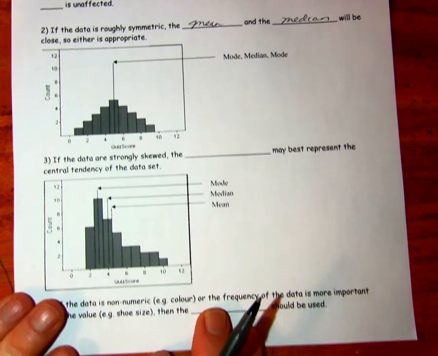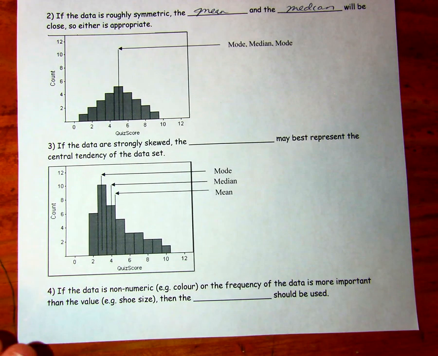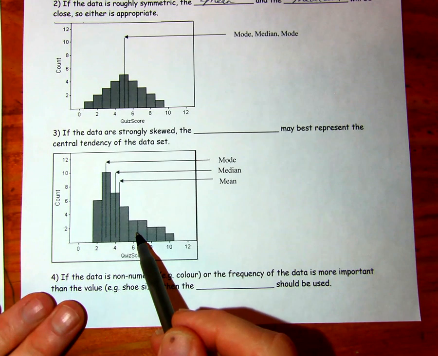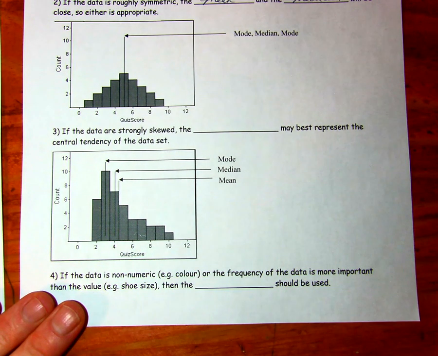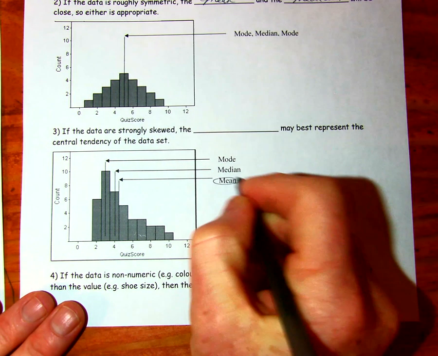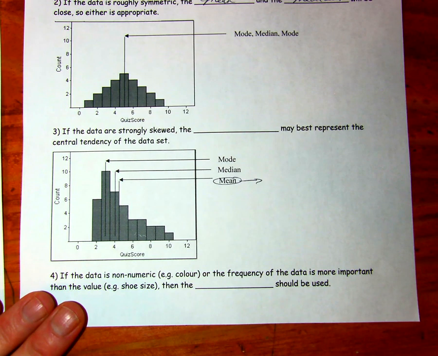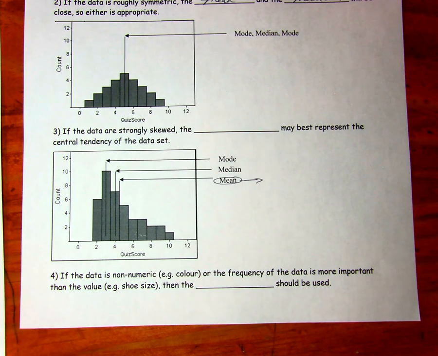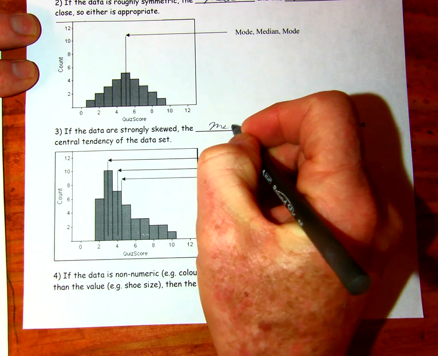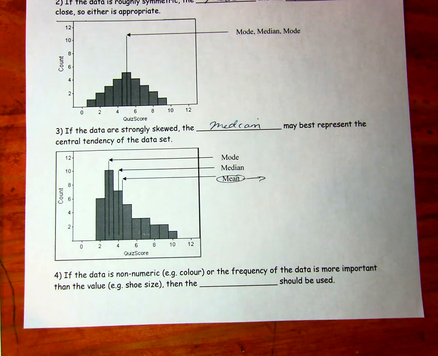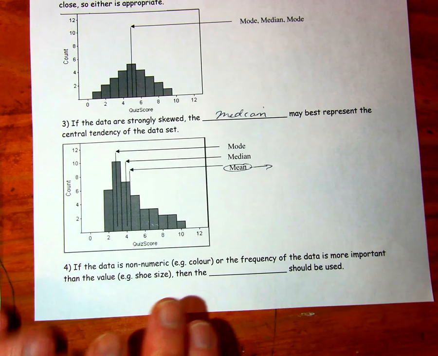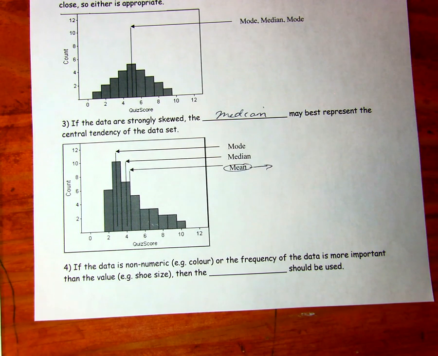Doesn't really matter. However, if the data is strongly skewed, either positive skewed or negatively skewed, which one is this? Positive or negative? Positive. If the tail's on the positive side, it's positive. The mean has been pulled in the positive direction. So you can see here the mean is being pulled that way more so than the median. So if the data is strongly skewed, the median may best represent the central tendency of the data set. So it's really up to you, but sometimes you use the mean, sometimes you use the median, but it's better to use the median if it's skewed or if there's outliers.